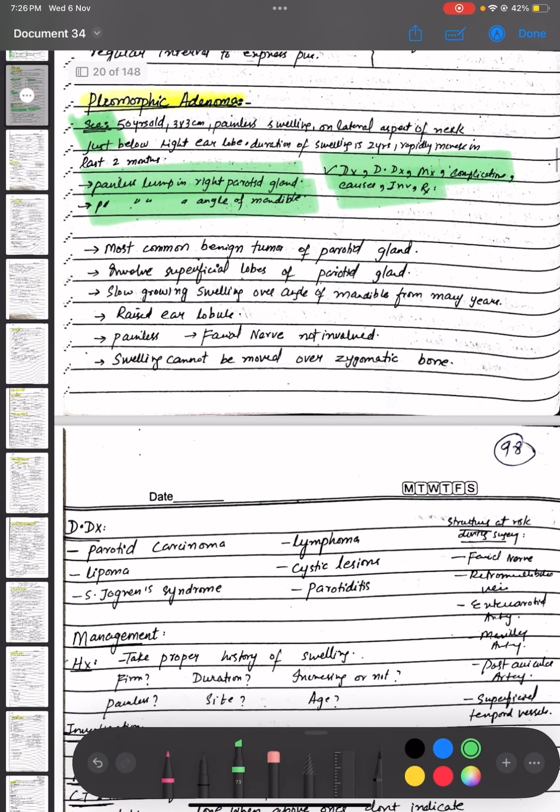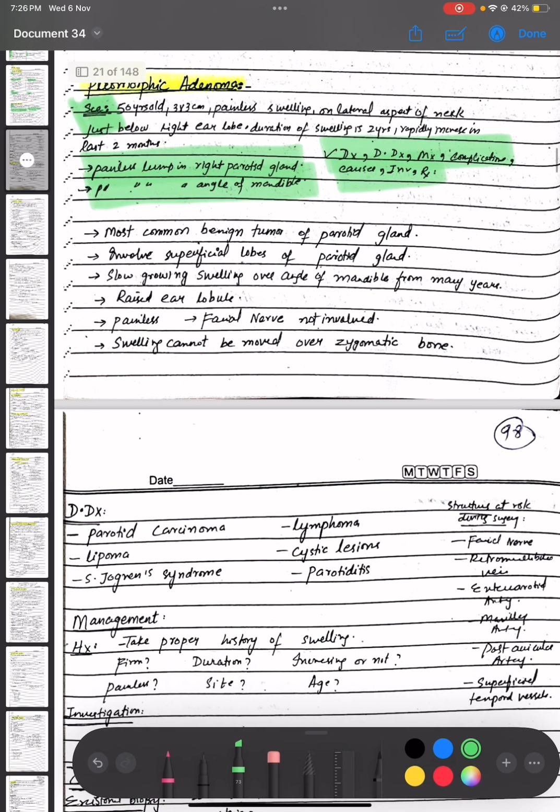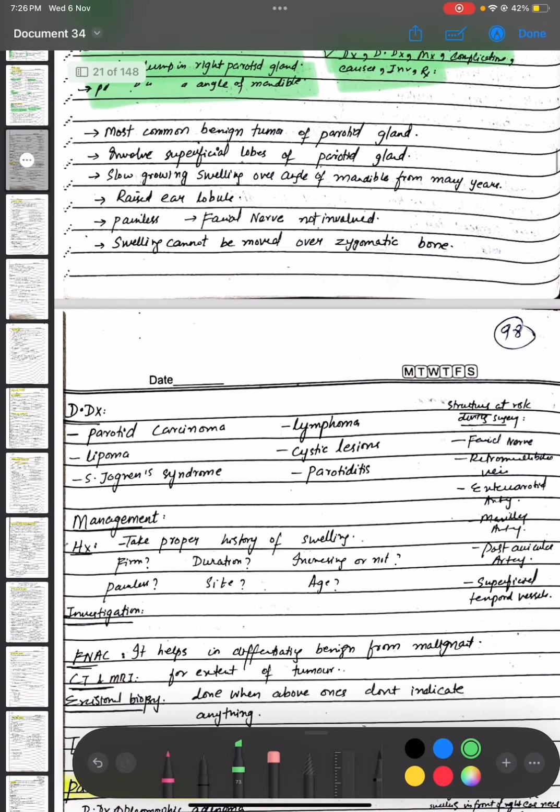Parotid pleomorphic adenomas are the most common and benign tumors of the parotid gland. It involves the superficial lobe of the parotid gland, with a slow-growing swelling over the angle of the mandible for many years. Raised lobules are present. It is painless. The facial nerve is not involved. The swelling cannot be moved over the zygomatic bone.